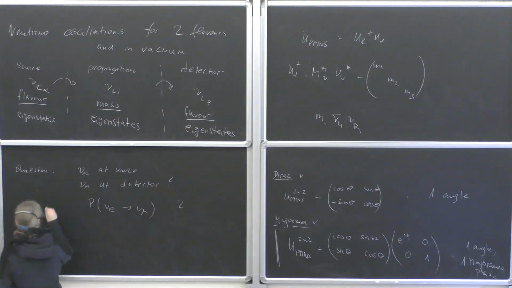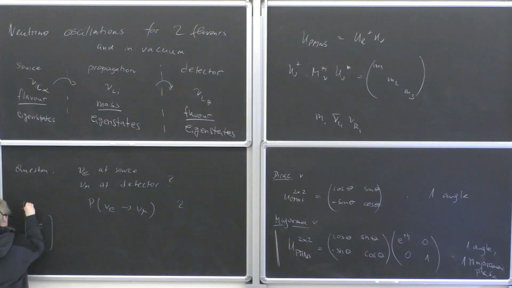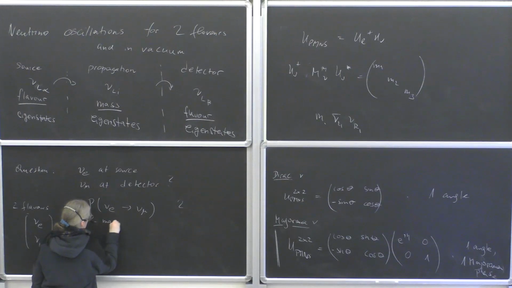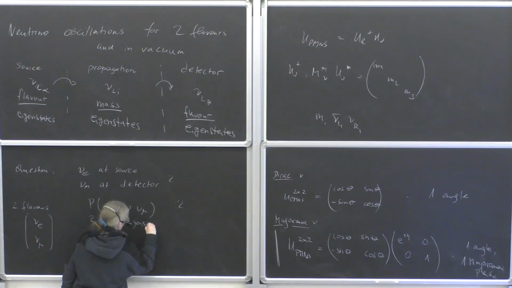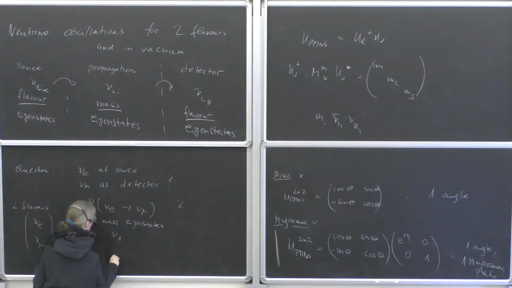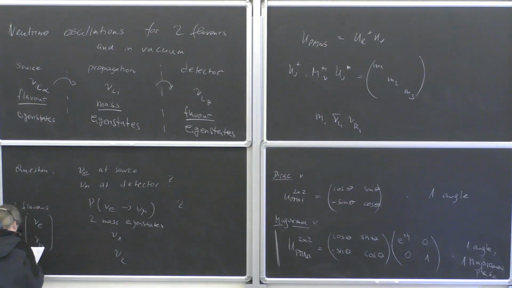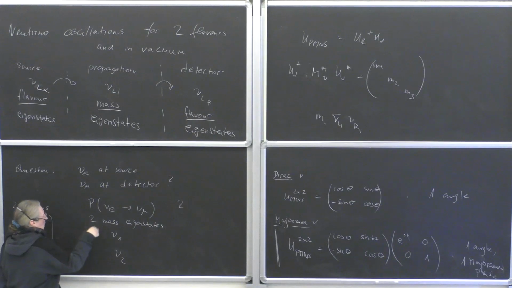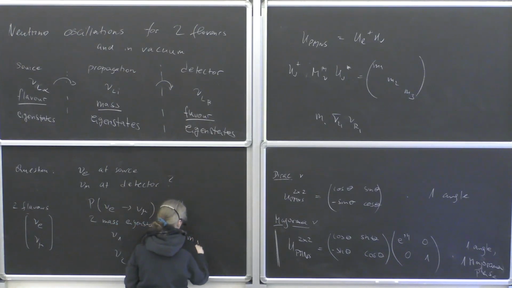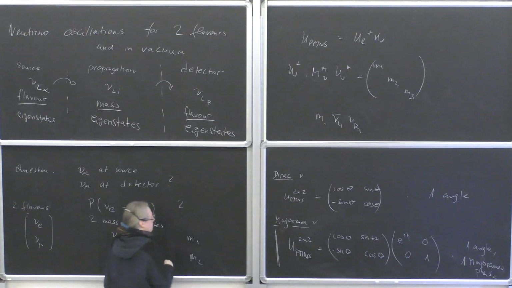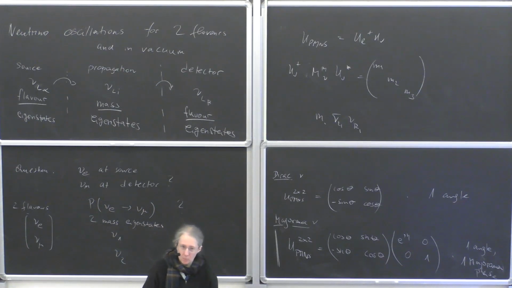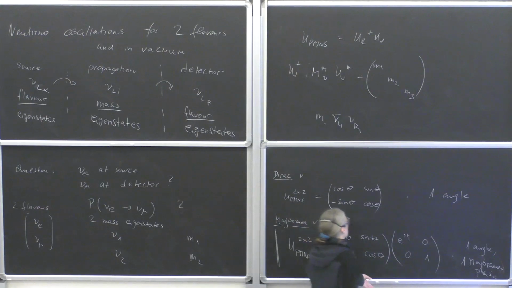Now I do 2 flavors. I call the 2 flavors nu e and nu mu. These are my 2 flavors. And my 2 mass eigenstates, I call nu1, nu2. There's always an L for left-handed, I just drop it, please forgive me about that. This one has mass m1, and this one has mass m2. This is the setup. This is what we want to calculate.